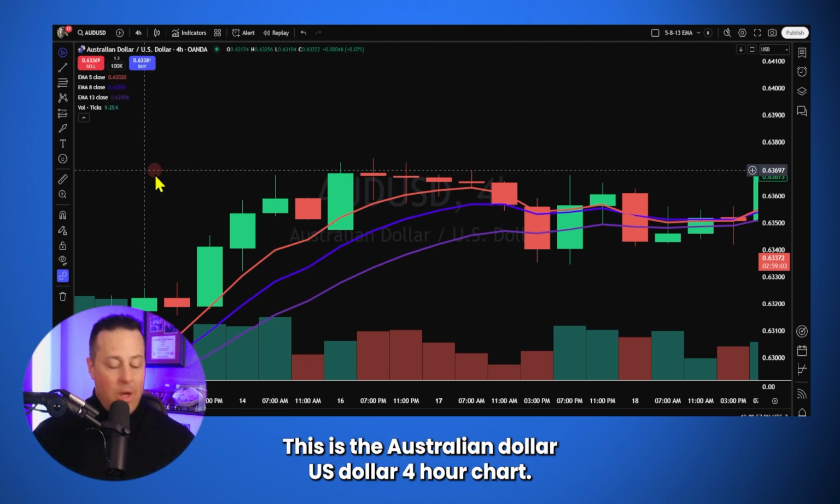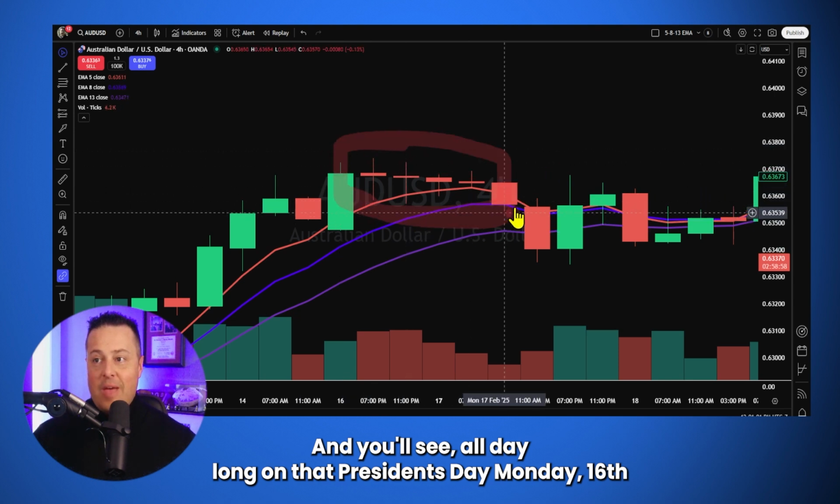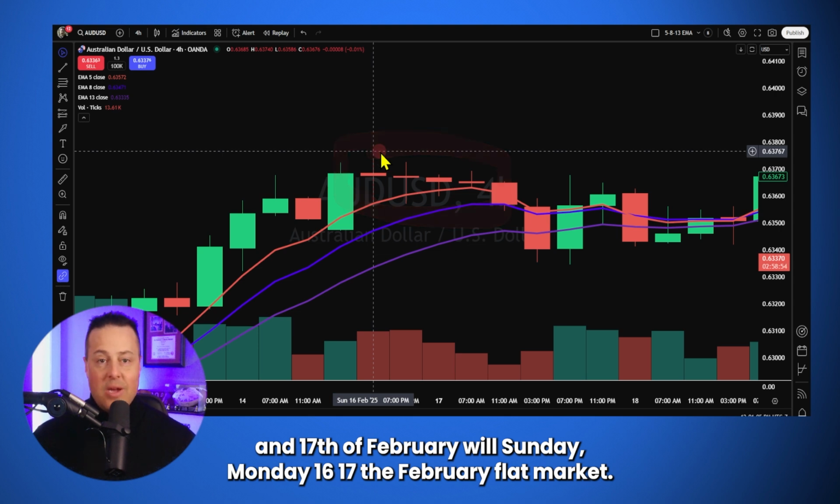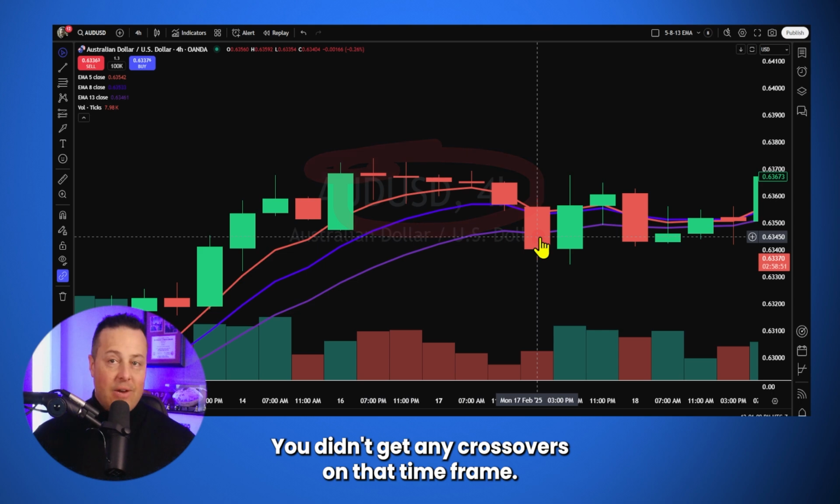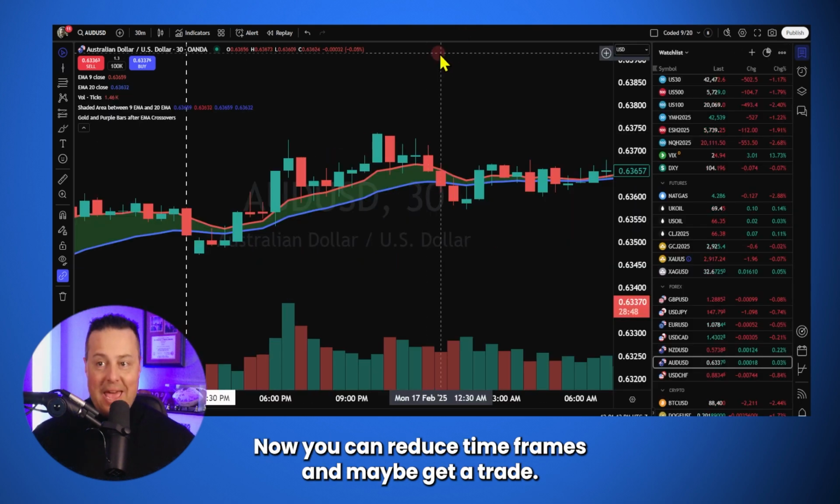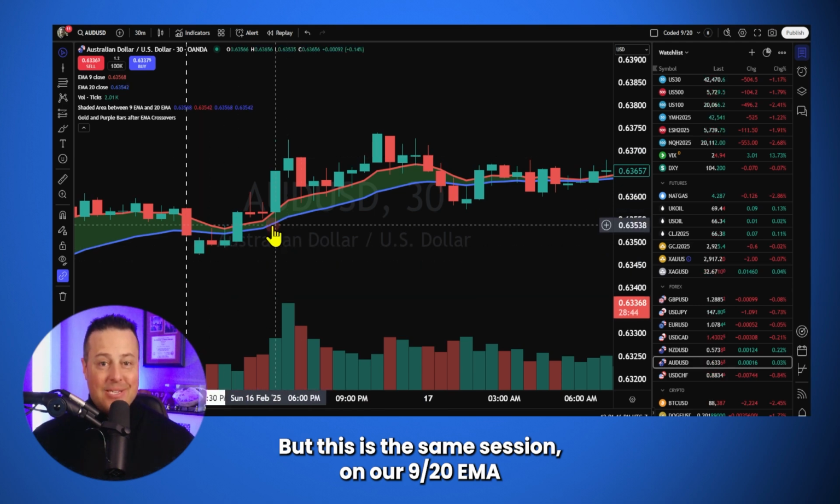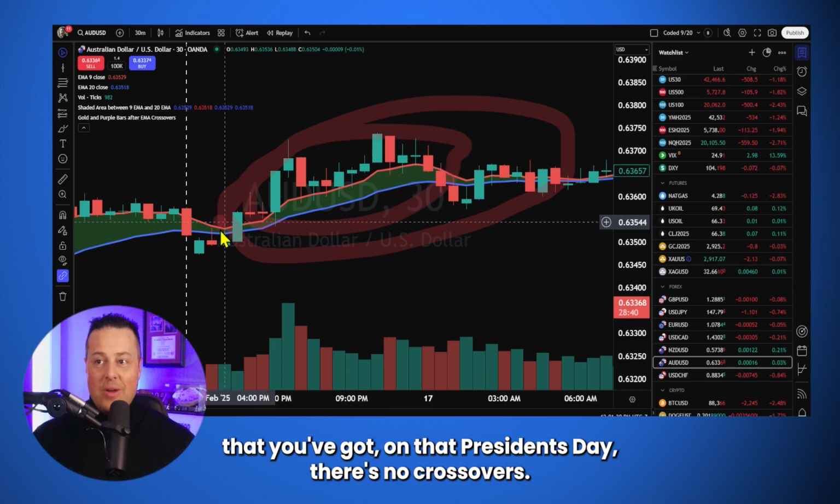This is the Australian dollar, US dollar 4-hour chart, and you'll see all day long on that President's Day, Monday the 17th of February, well, Sunday, Monday 16th, 17th of February, flat market. Absolutely nothing happened. You didn't get any crossovers on that time frame. Now, you can reduce time frames and maybe get a trade, but this is the same session on our 9 20 EMA that you've got on that President's Day.